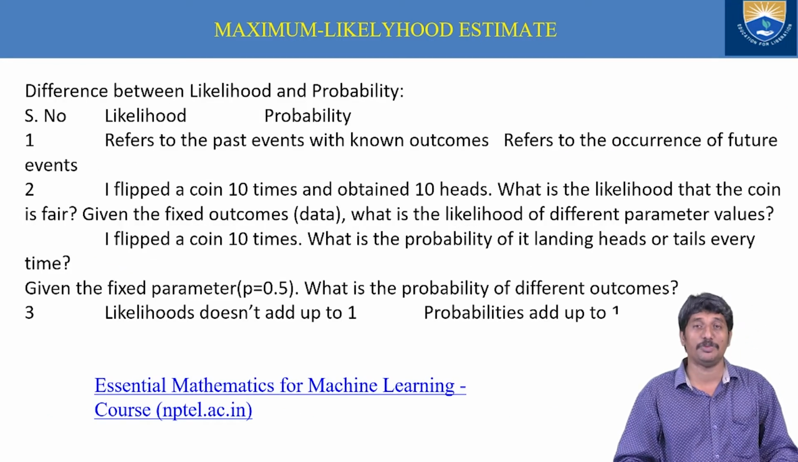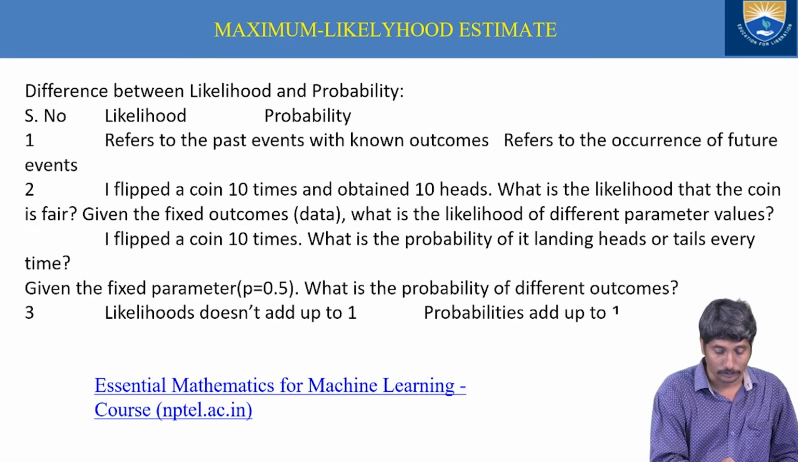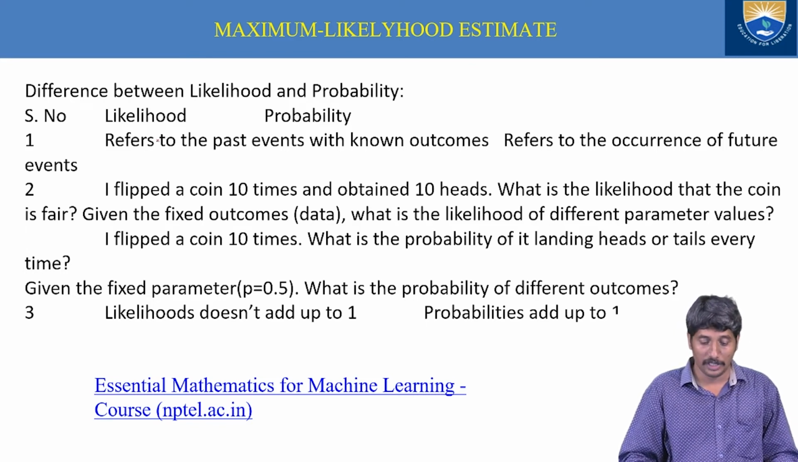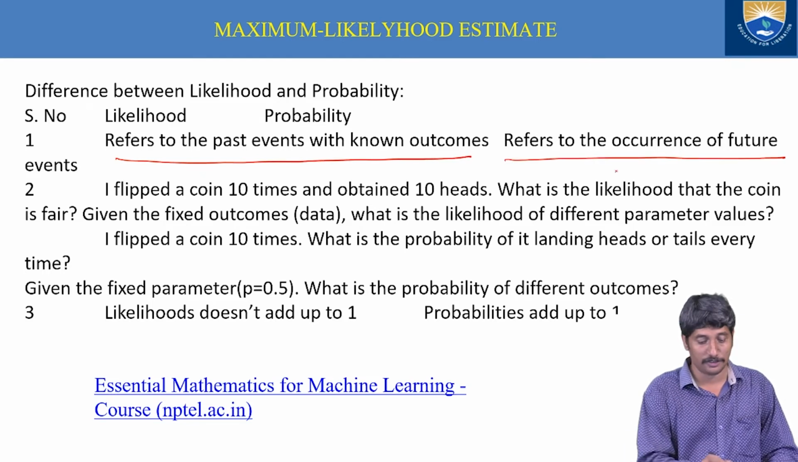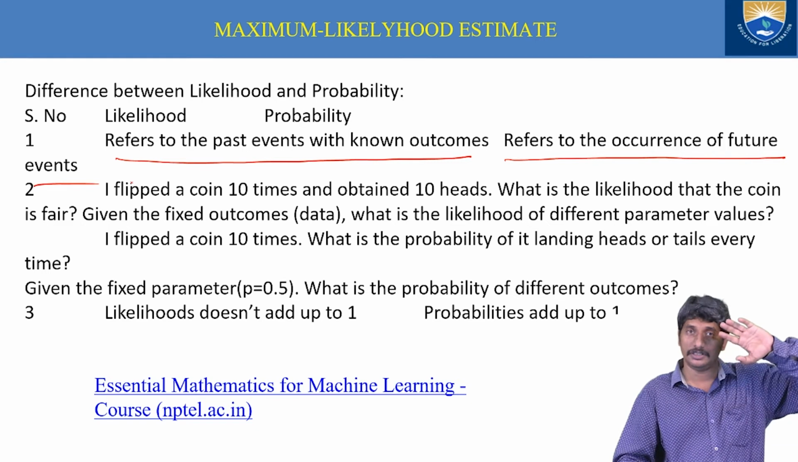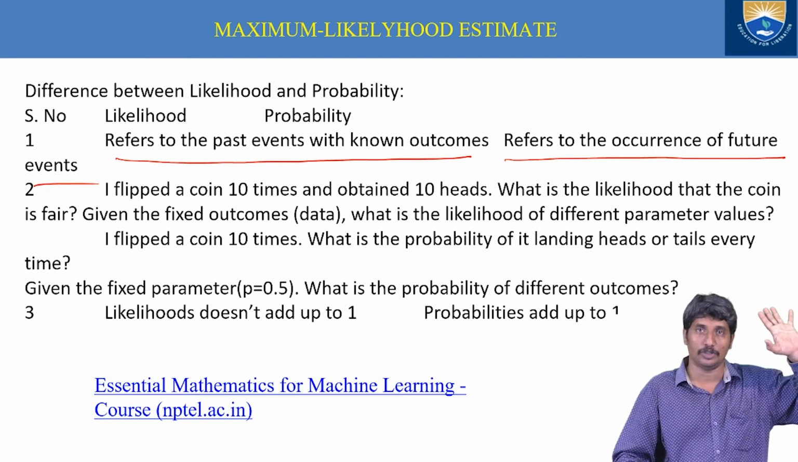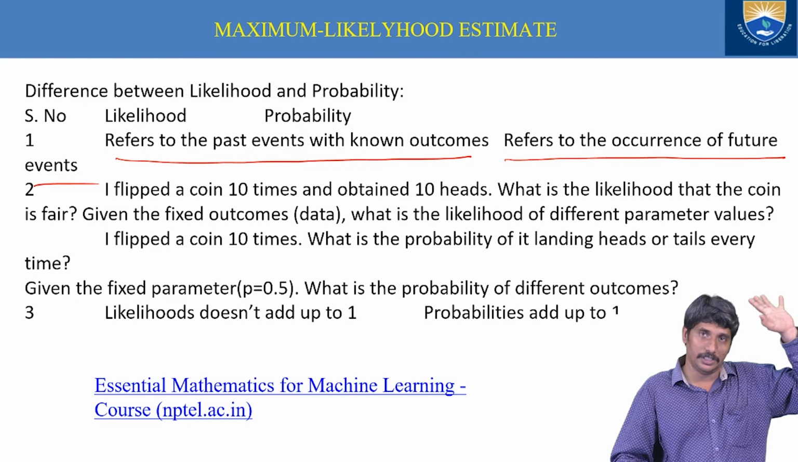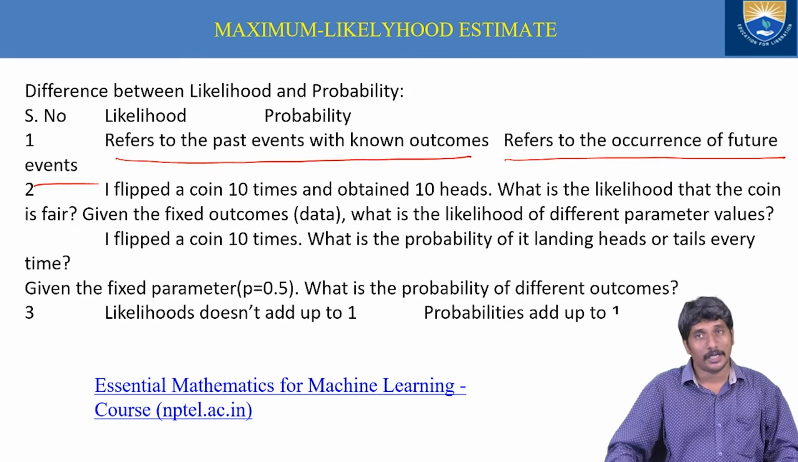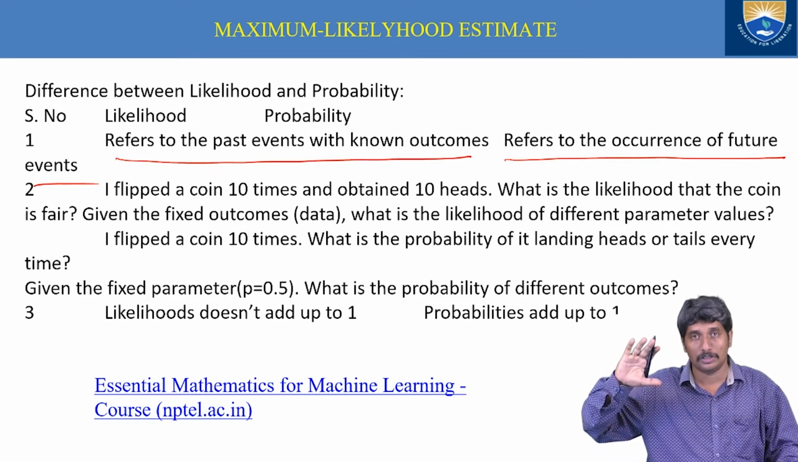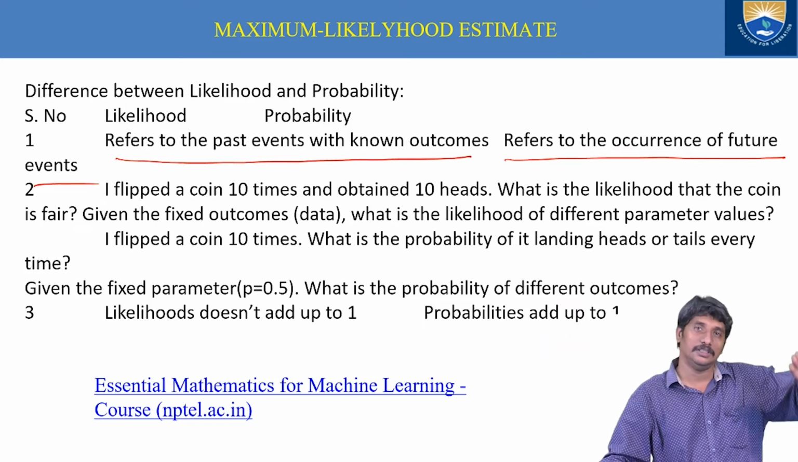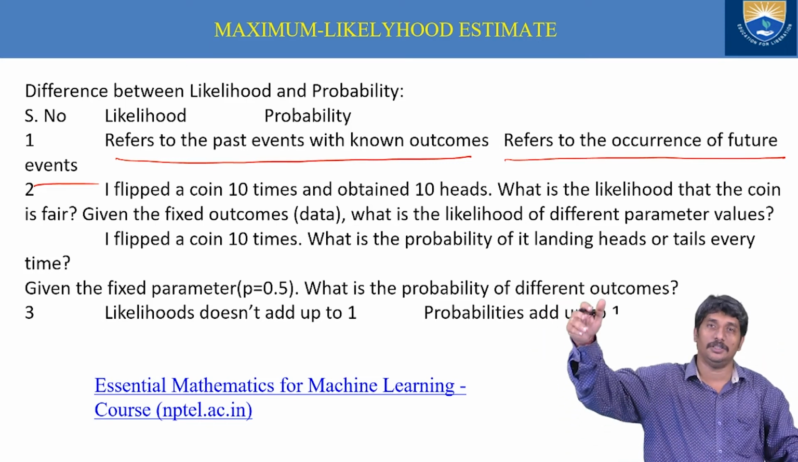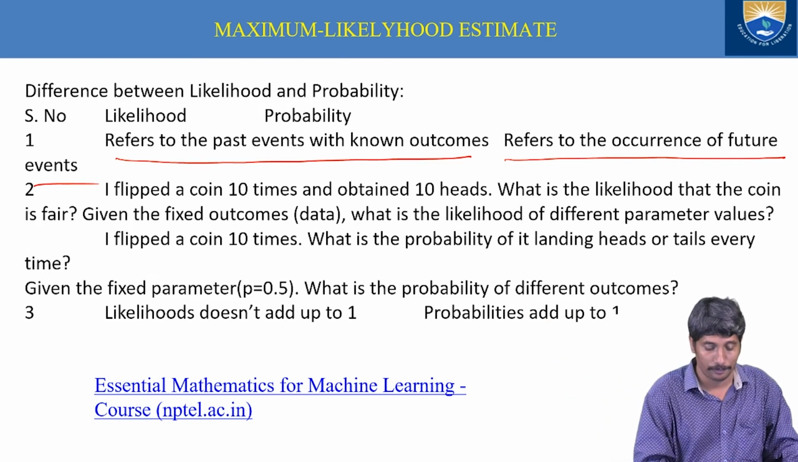Here you could see the difference between likelihood and probability. Likelihood refers to past events with known outcomes, whereas probability refers to the occurrence of future events. Likelihood is about thinking about past occurrences: what is the likelihood of the thing which has happened? And probability refers to the occurrence of future events, that means what is the chance that something is going to happen. Likelihood deals with what has happened; probability deals with things going to happen.